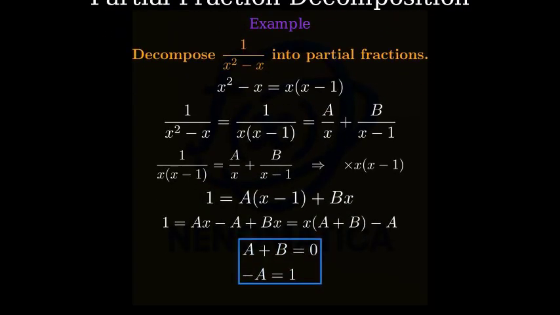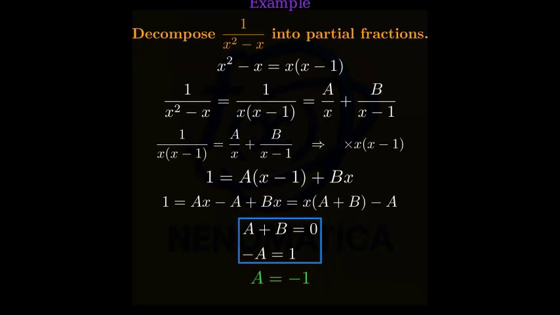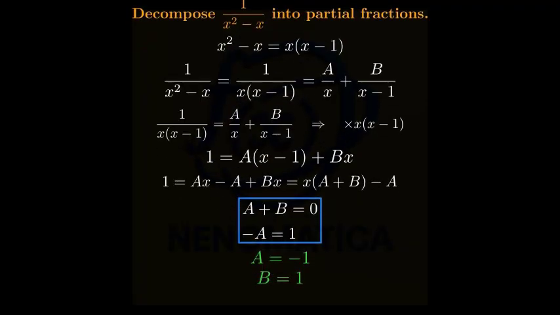Now, equate coefficients. The x coefficient must be 0, so A plus B equals 0. The constant term must be 1, so negative A equals 1. Step 4. Solve the system. From negative A equals 1, A equals negative 1. Then A plus B equals 0 gives B equals 1.